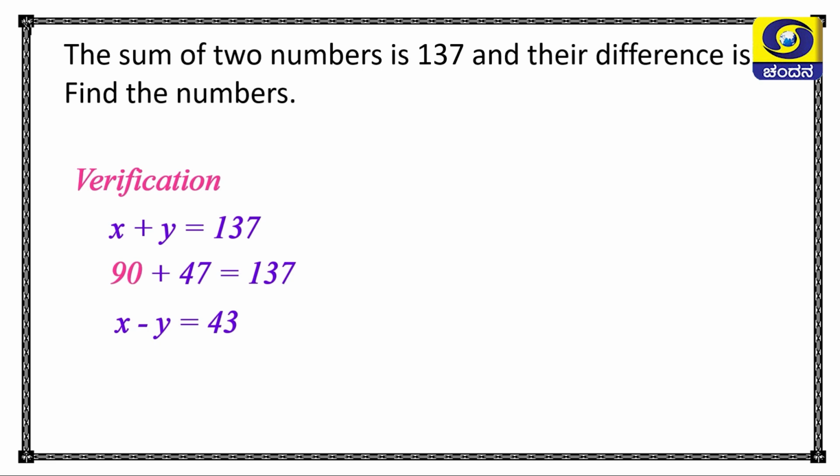So second condition, their difference is 43. X minus y is equal to 43. Now substitute the value of x and substitute the value of y here, children. It becomes 90 minus 47 is equal to 43. Yes, 90 minus 47 is equal to 43. So second condition satisfied.